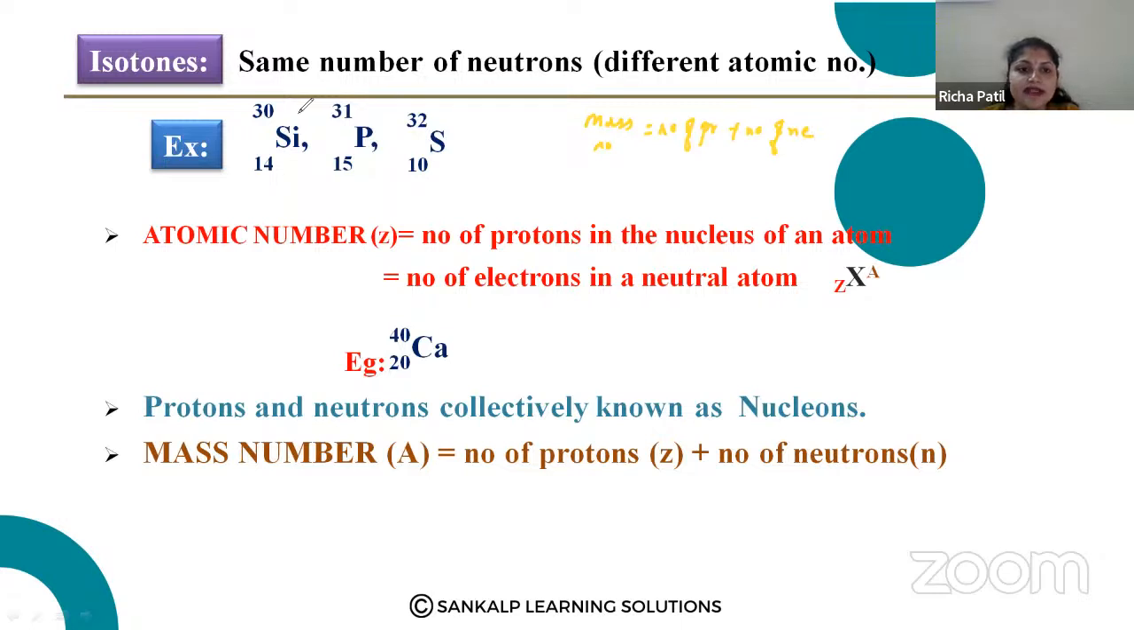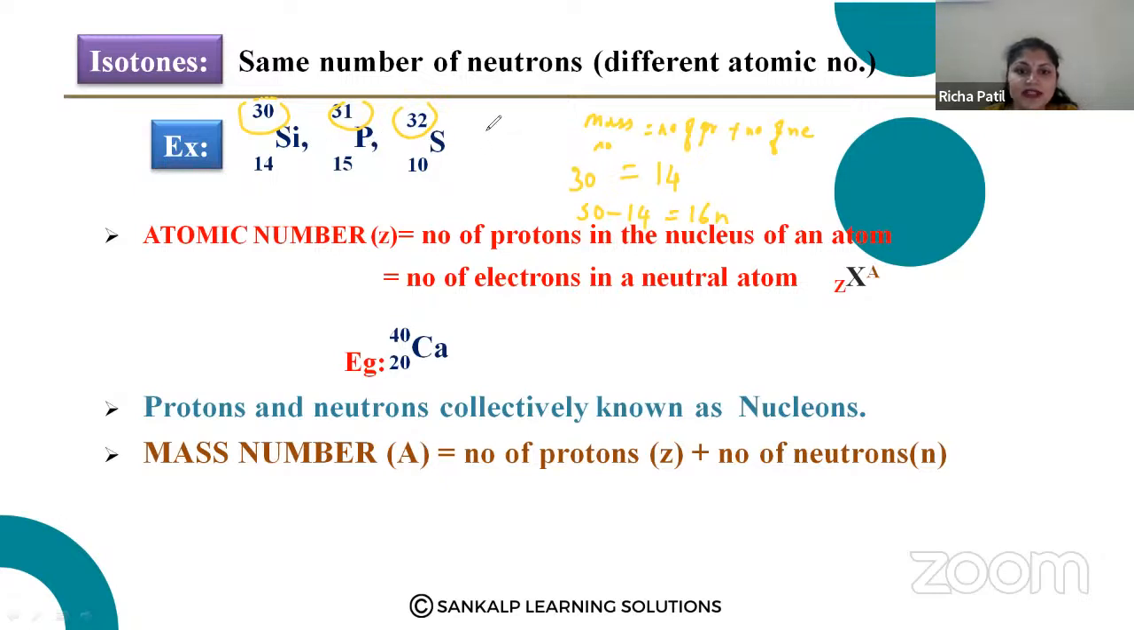In this case the masses are given. For silicon, the mass number is 30 and the protons are 14. Just see in each case and solve for each one. So 30 minus 14 gives you 16 neutrons. Okay, neutrons are 16.